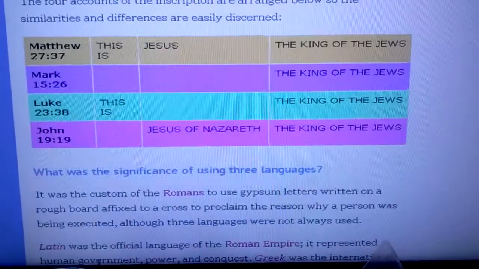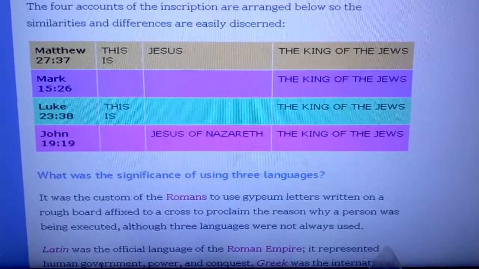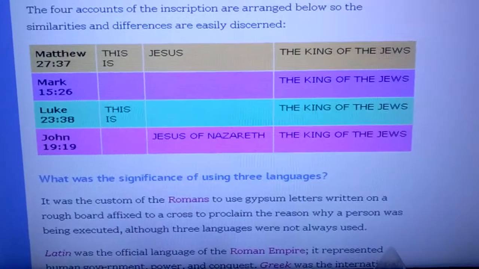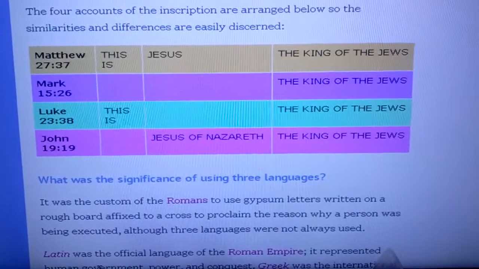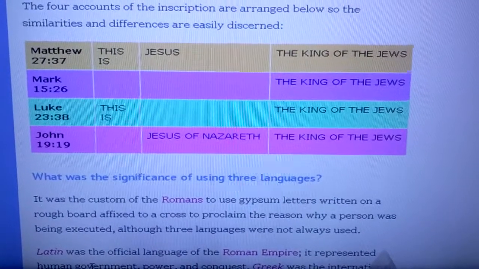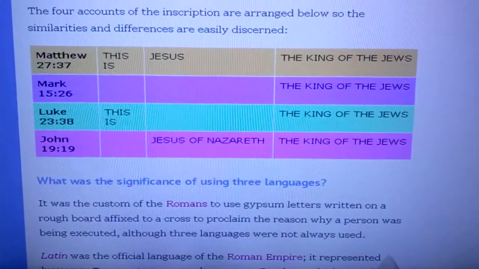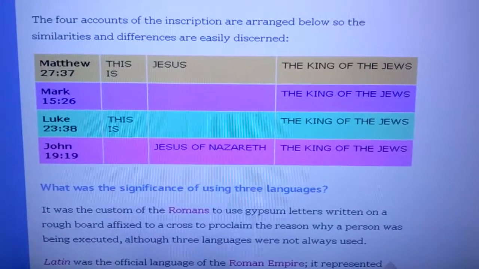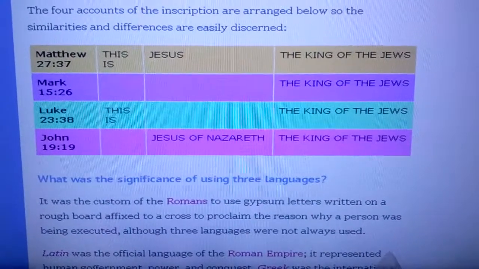This is the actual inscription of Matthew 27:37: "This is Jesus, King of the Jews." In Mark 15:26, it says, "The King of the Jews." Luke 23:38 says, "This is the King of the Jews." And John 19:19 says, "Jesus of Nazareth, the King of the Jews."